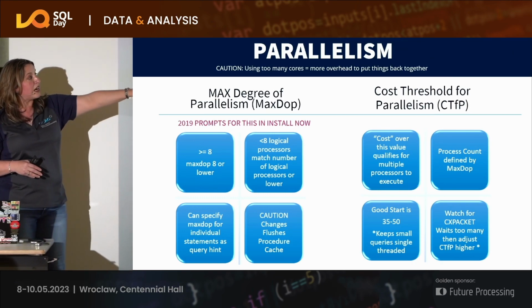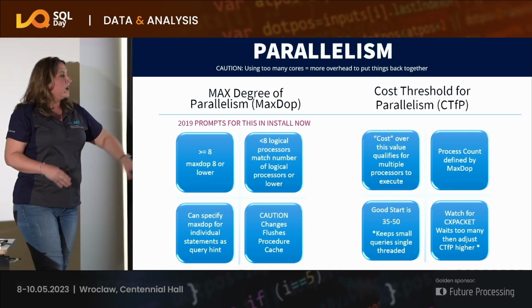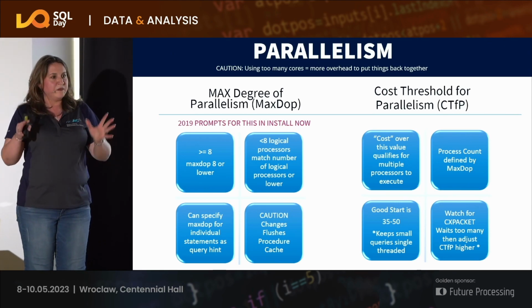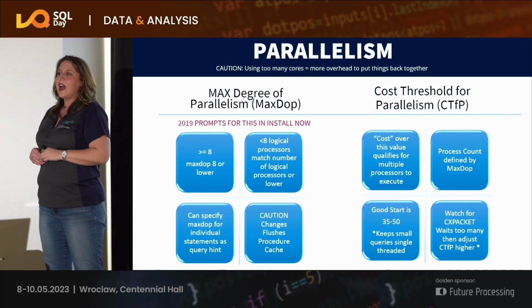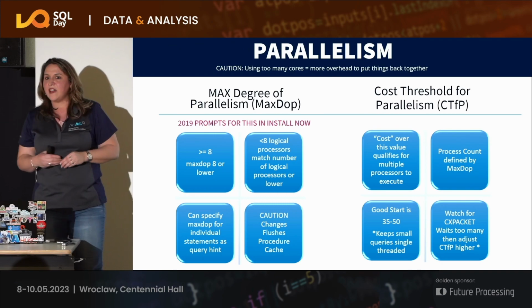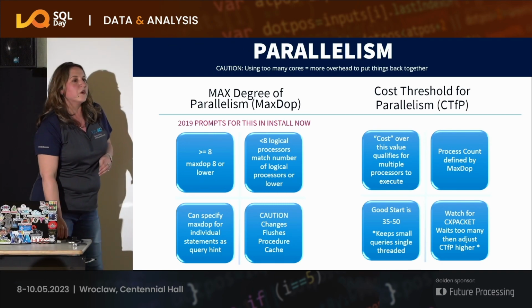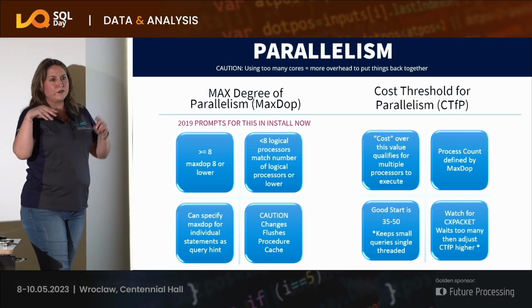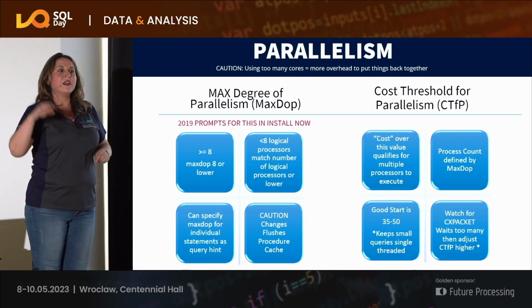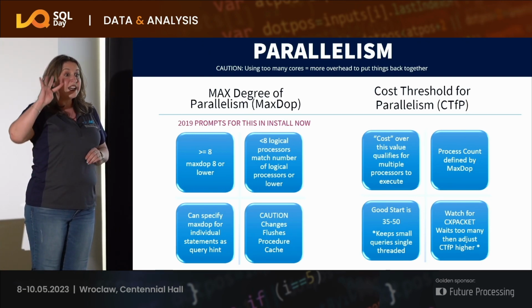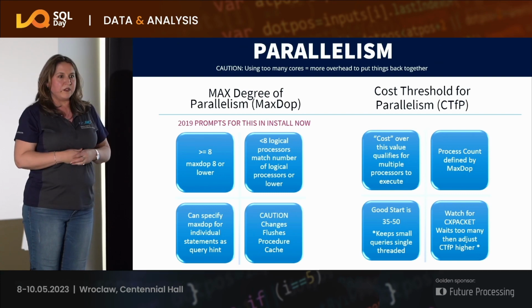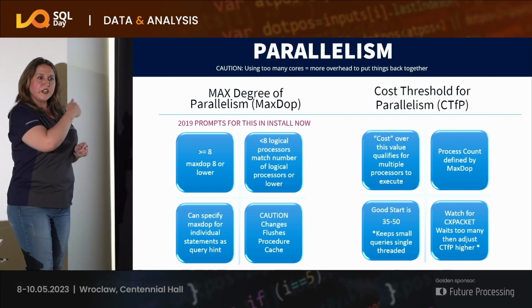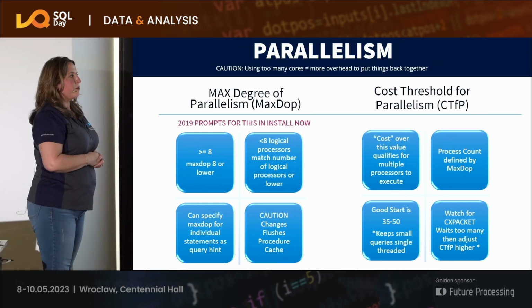So this works with cost. How does it work together? A good number is 35 to 50. It says cost has to be 35 in order to go parallel. So it needs to hit each node, I call them nodes or operators inside your execution plan, it has to hit that cost threshold. If it does, it's going to spawn out to parallel threads. If it doesn't, it's going to go serial through that.